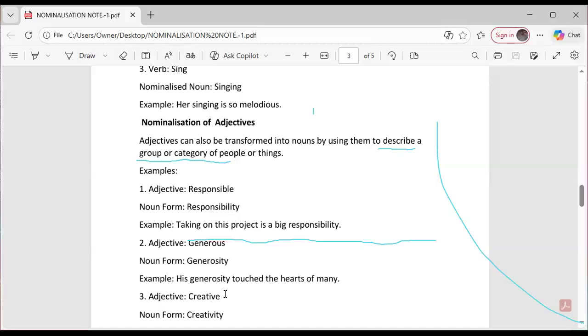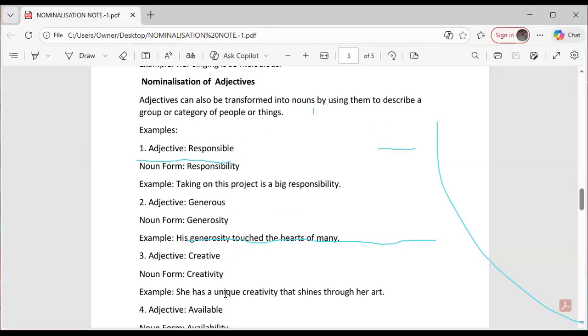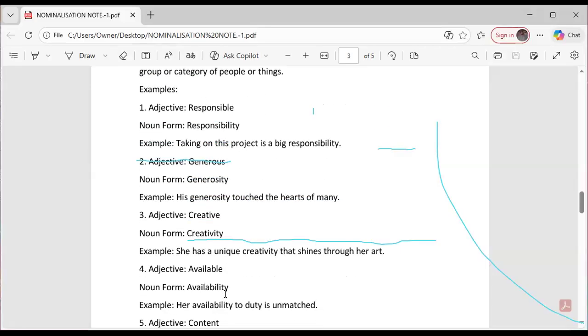What do we add to it? You can see that we are adding ITY, and it becomes responsibility. Now, the word attached to responsible, is it a suffix or a prefix? Suffix, good job, correct. So the sentence example says, taking on this project is a big responsibility. Good. And then we'll have the next one, which is generous. We add ITY to it, and it becomes generosity. His generosity touched the hearts of many.